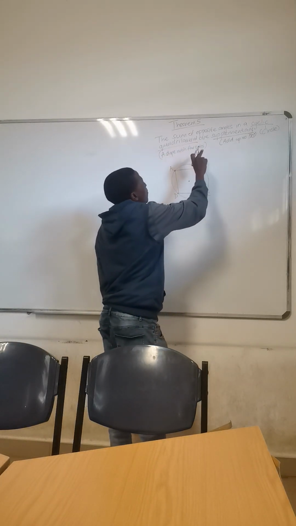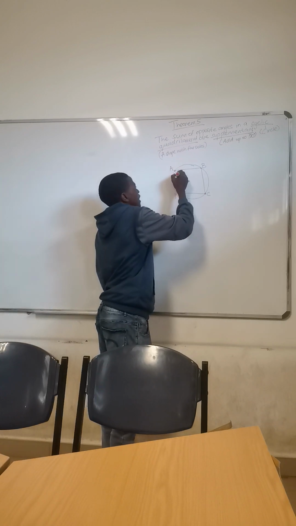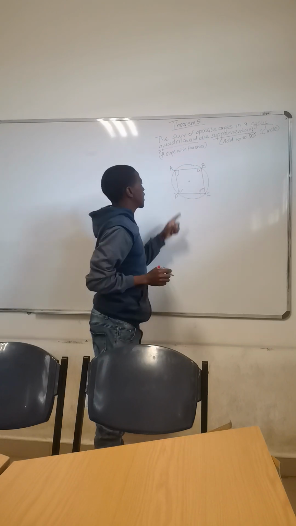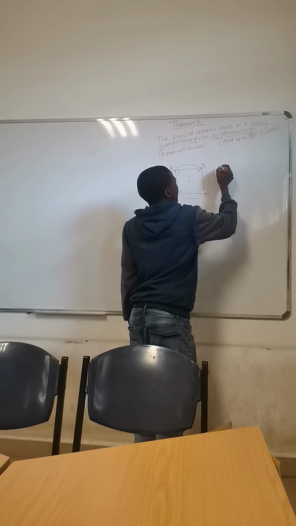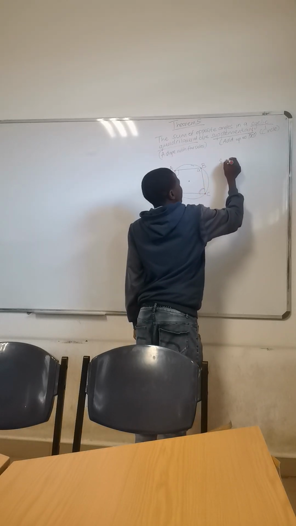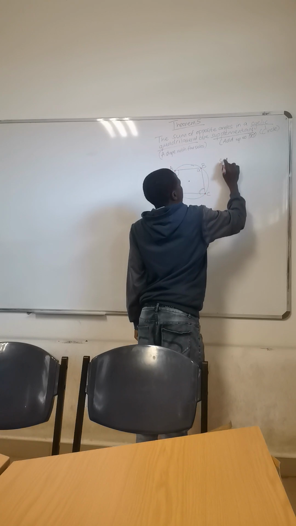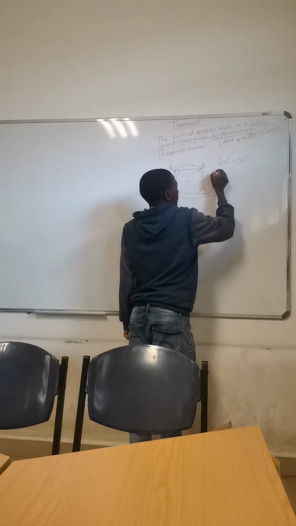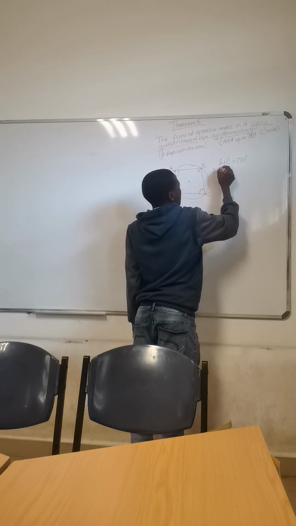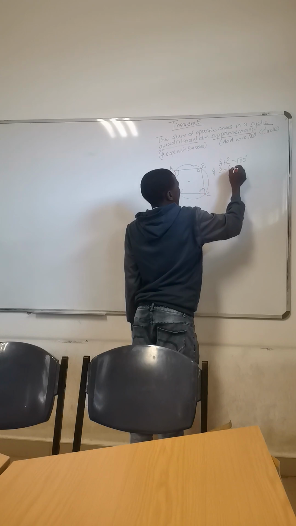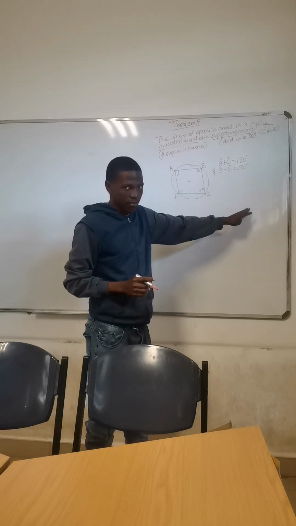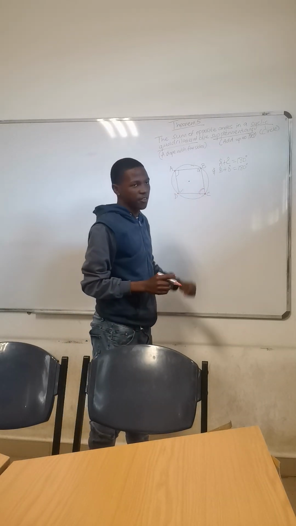When we say the sum of opposite angles, these are opposite angles. These are opposite angles. It means that angle A plus angle C is equal to 180, and angle B plus angle D is equal to 180. This is what we are given according to Theorem 5.